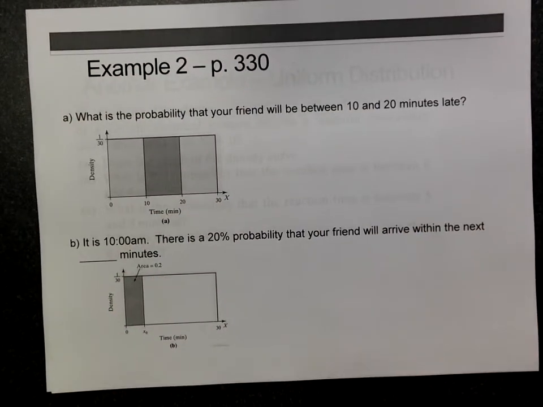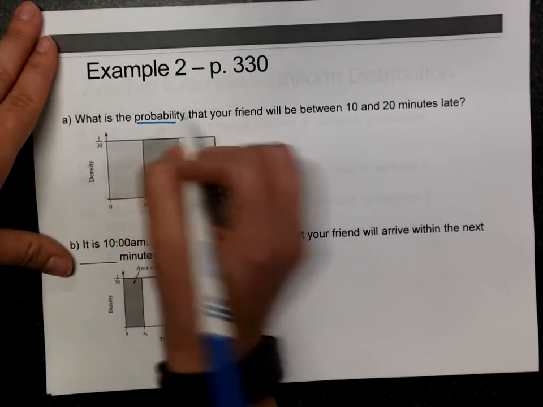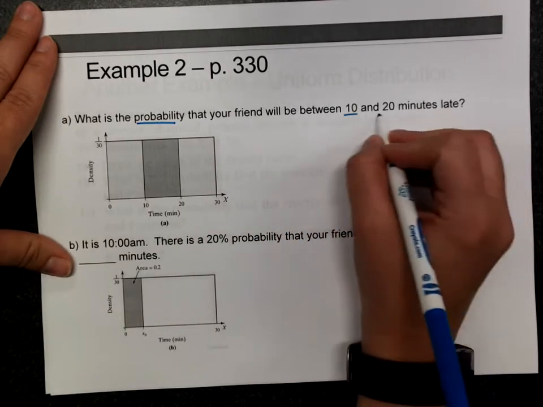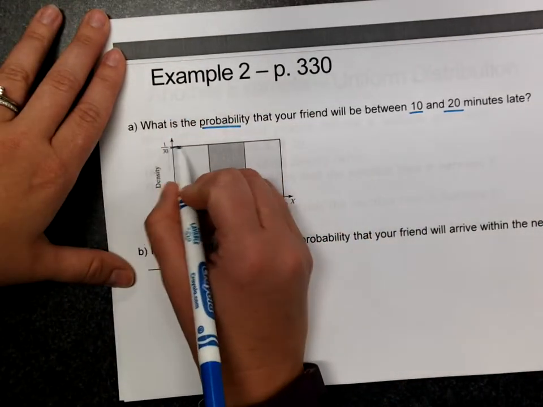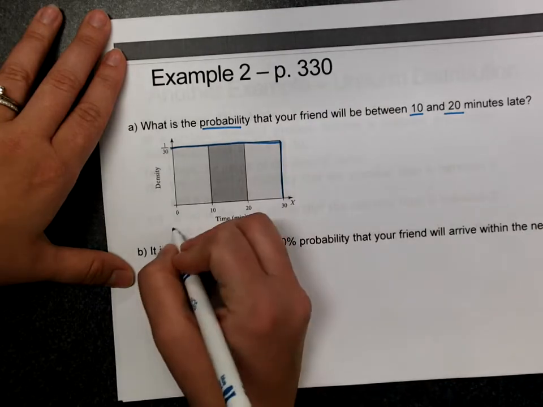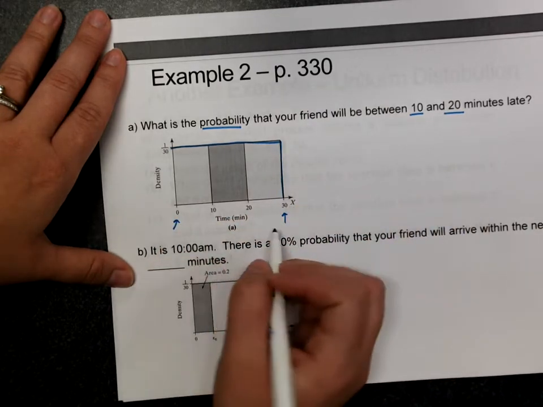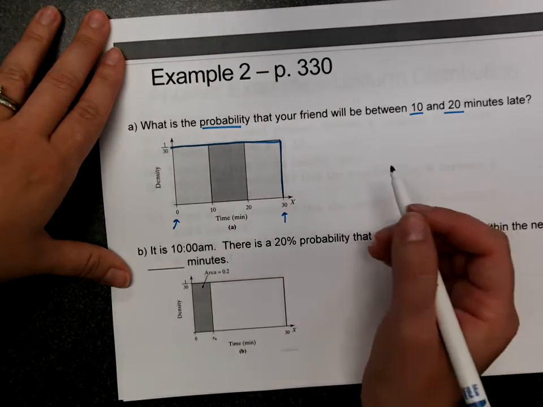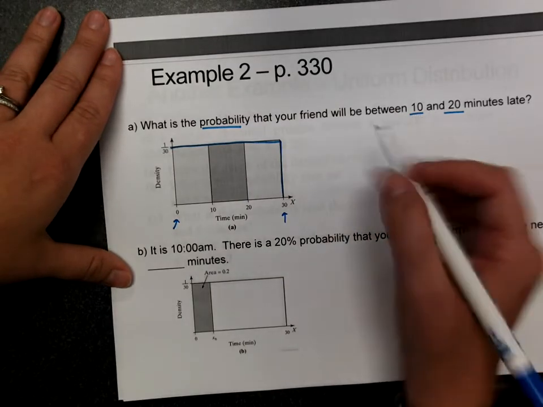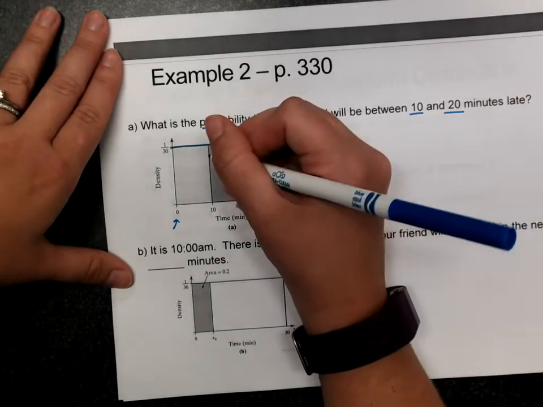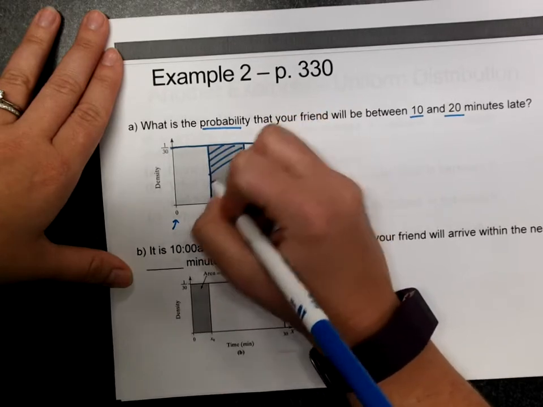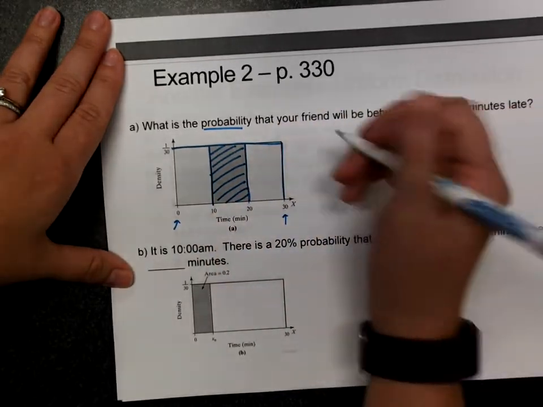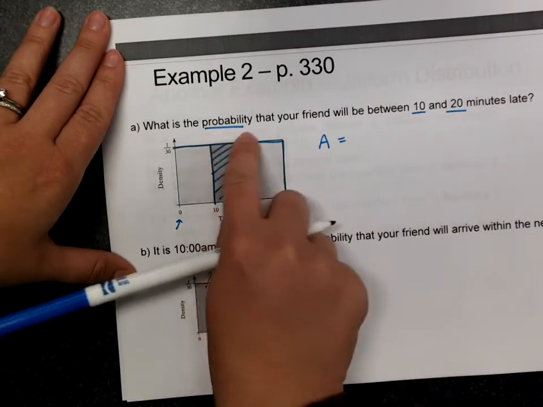So here's an example. Using the same scenario, your friend can be anywhere between 0 and 30 minutes late. What is the probability that your friend will be between 10 and 20 minutes late? So your range is between 10 and 20. So we have this same rectangle from 0 to 30. That's your min and your max. Same height, 1 over 30 for this example. We want to know the chance that they're between 10 and 20. 10 is somewhere here, 20 is somewhere here, and we're trying to find the area of this rectangle. So the area of the rectangle will tell us the probability.